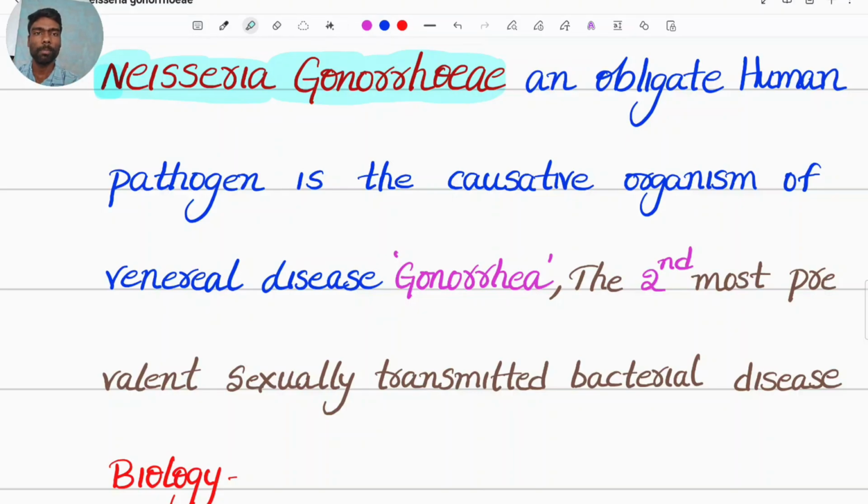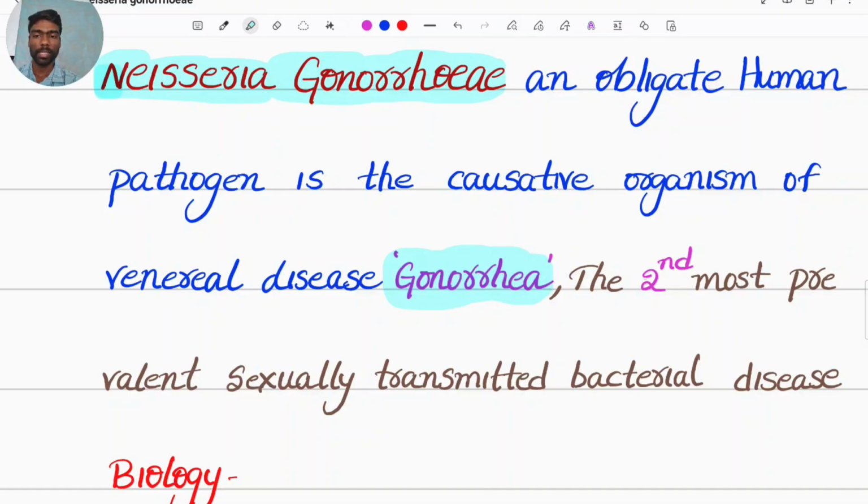It is an obligate human pathogen. It means it lives only in humans. So the source of infection may be another infected human or, mostly, asymptomatic female carriers. It is the causative organism of the venereal disease gonorrhea. This spelling is very simple: gonorrhea, single A.